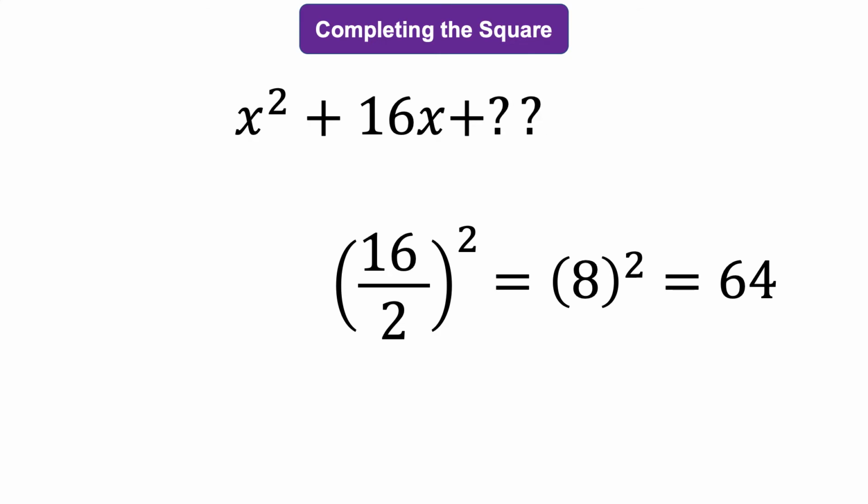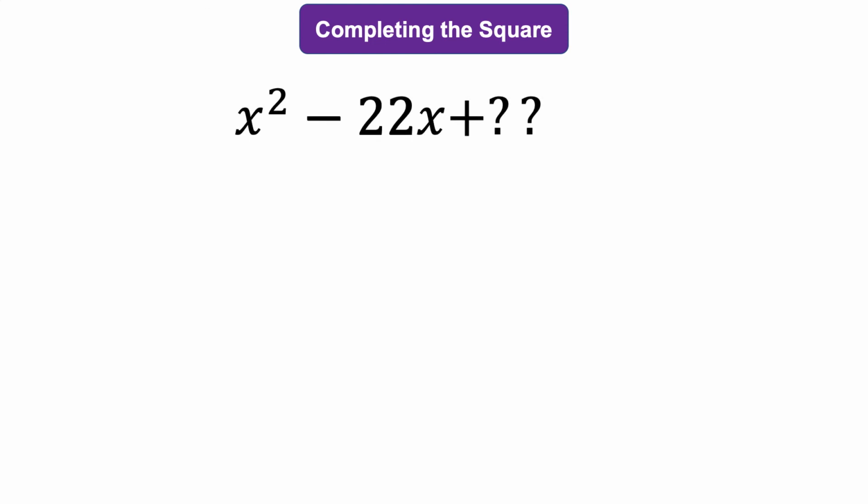Now, there are some instances where this is nice, and some where it's not. For example, if this was a 5, this process would get a little more difficult because 5 divided by 2 is not a nice neat number like 8. But you can still square 5 over 2, you get 25 over 4, and that's what you would add on. Then you just use your pattern, x plus 8 squared, and that's all. That's the completing the square process. All the algebra tile stuff was just to show you visually what it means.